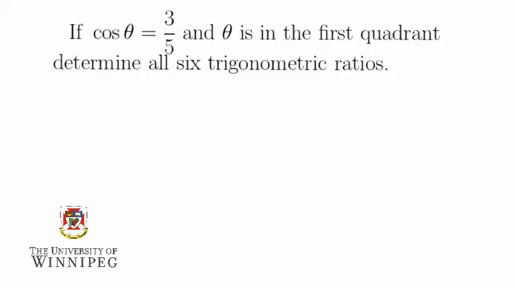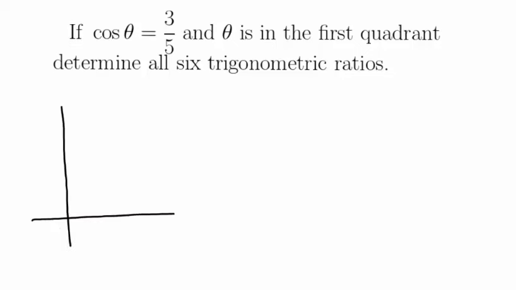In this video, we're going to determine all 6 of our trigonometric ratios if we know that cosine of theta is equal to 3 over 5, and theta is an angle that's inside the first quadrant. Well, the first thing we want to do here is draw our xy plane, and we're going to draw an angle inside the first quadrant, and we're going to label it theta. We're going to create a right-angled triangle, and we know the ratio cosine of theta is 3 over 5.